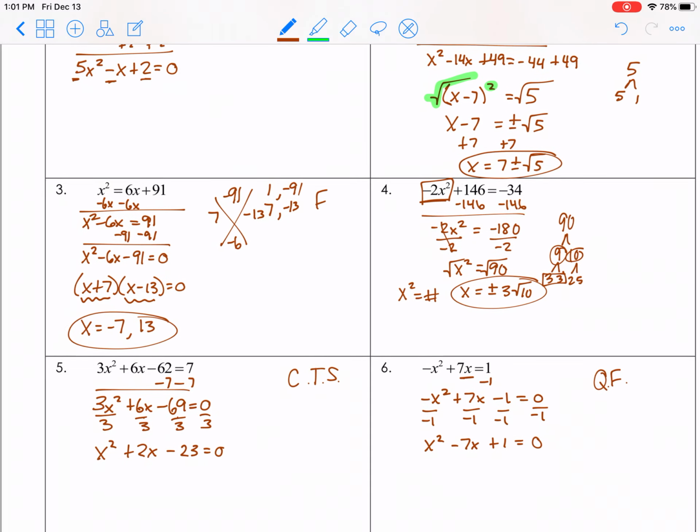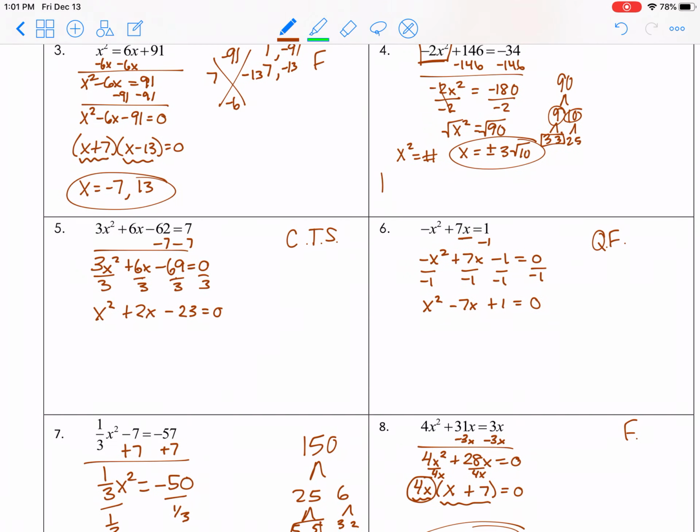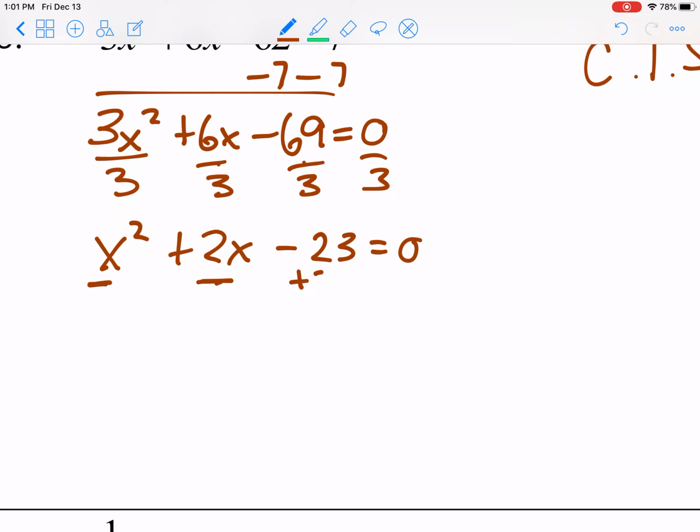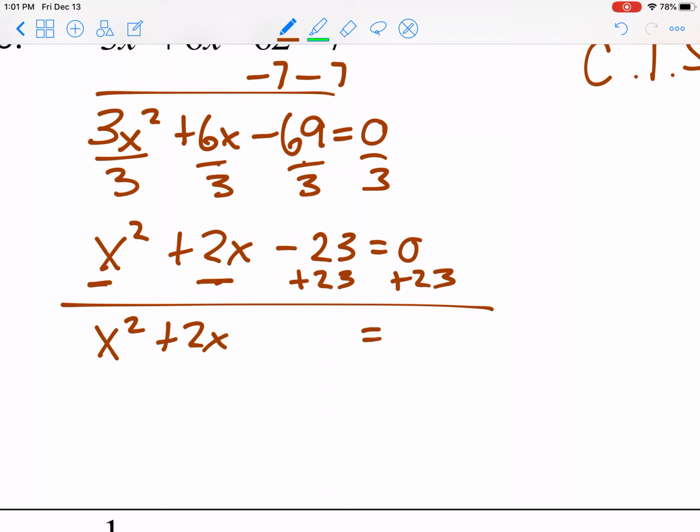All right, we had one more completing the square, number 5. Let's hop to this one. Remember that I want ax squared plus bx and then equals negative c, so I've got to move this to the other side. I'm going to add 23 to both sides, so I have x squared plus 2x equals 23.